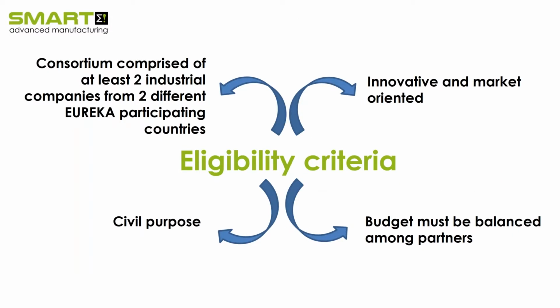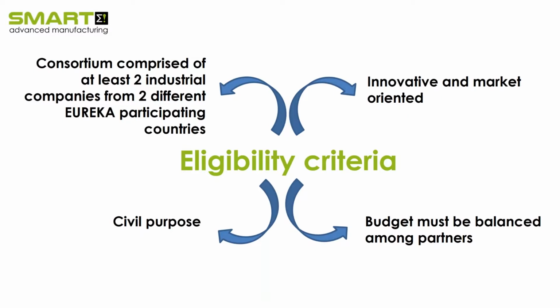Now, going to the projects themselves we have in Smart, they have to fulfill these 4 eligibility criteria. The first one is that the projects have to have at least 2 industrial companies from 2 different Eureka participating countries. This is one of the conditions. And of course, we always have consortia higher than this minimum, but this is the minimum: 2 industrial companies from 2 different Eureka countries.